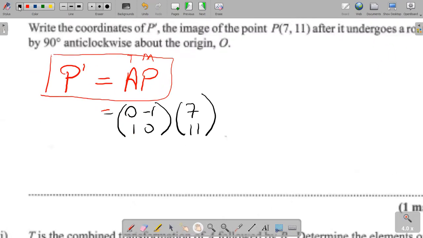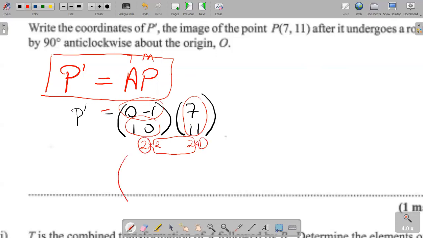So for us to find the answer, which is P prime, all you got to do is multiply the transformation to the matrix they gave you. Do we know how to multiply? Yes, we do. We multiply rows by columns. People, can these two be multiplied? This is a 2 by 2. This is a 2 by 1. Yes or no? Can I multiply these two? So what is my answer going to be? My answer is going to be a 2 by 1. So that means all I need is 2 rows and 1 column.